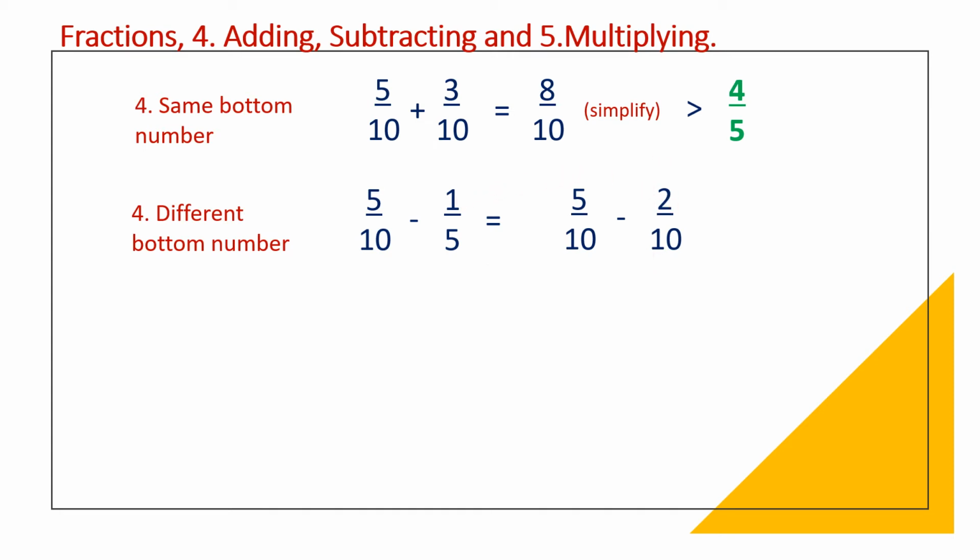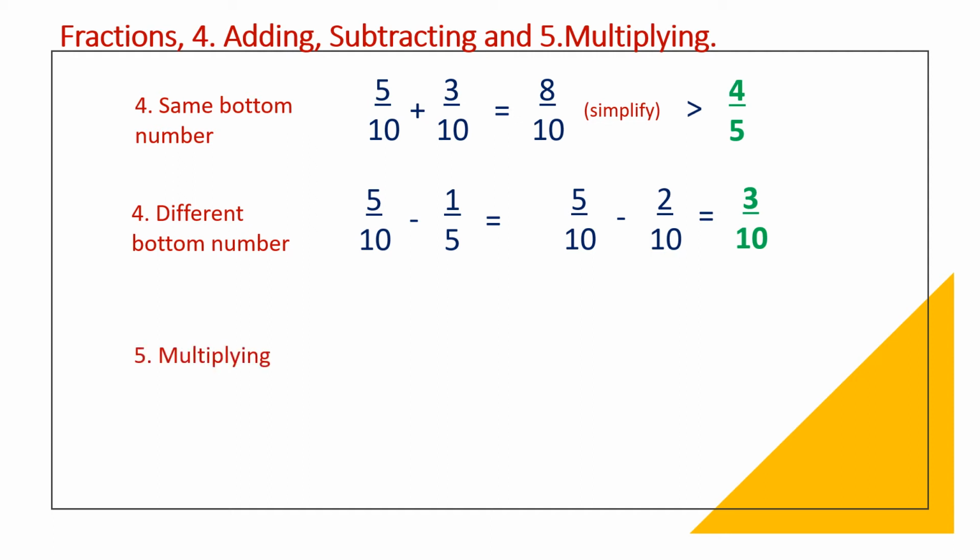Okay, and that gives you 2, and you can see now that both numbers are the same. You just subtract 2 away from the 5, and that gives you 3 over 10. So always make sure the bottom number is the same by converting it. Find that common denominator and change it over. And you can see the answer is 3 over 10. It can't be simplified anymore, so the answer is 3 over 10.